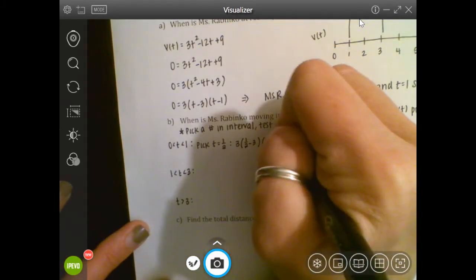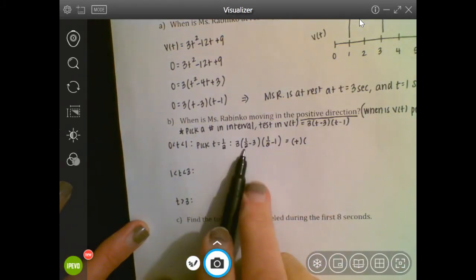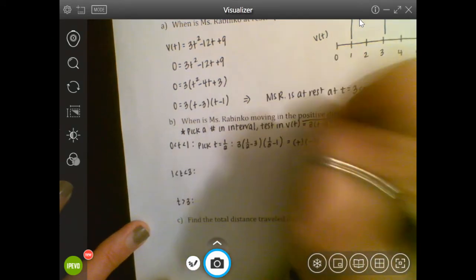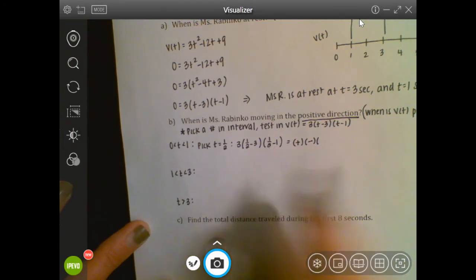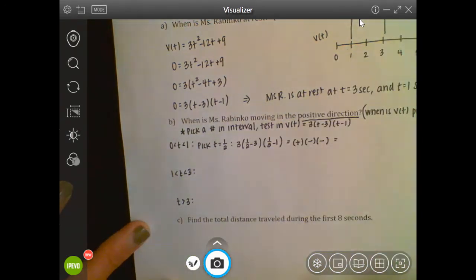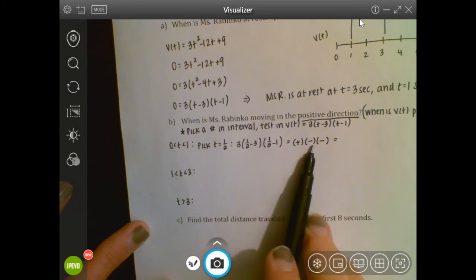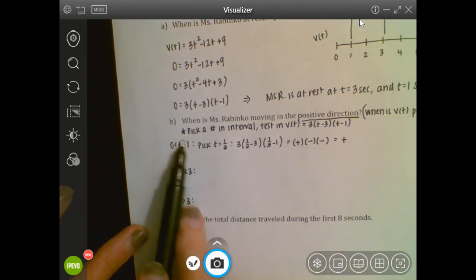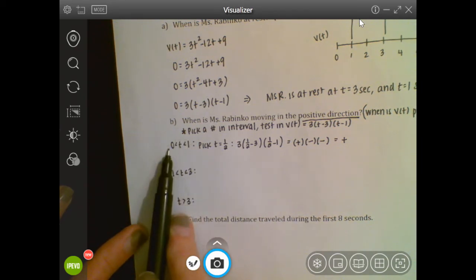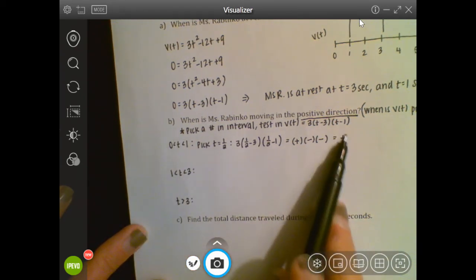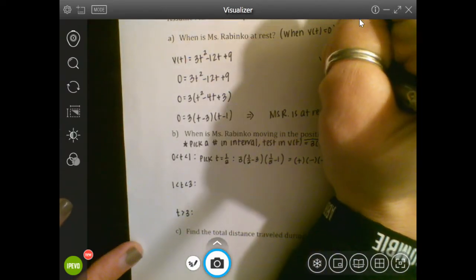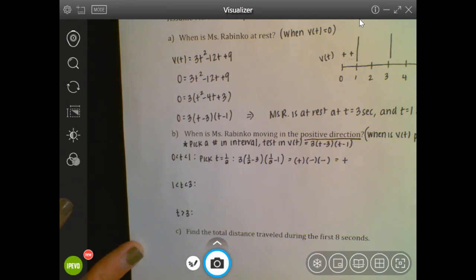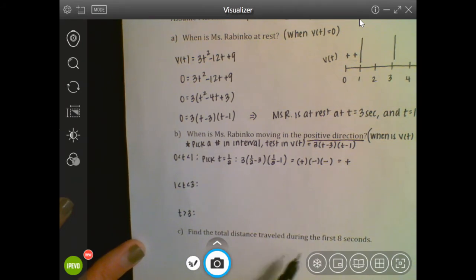So 3 is obviously positive. When I do 1/2 minus 3, that gives me a negative number. And when I do 1/2 minus 1, that also gives me a negative number. So this is asking me to take a positive times a negative times a negative, and that gives me a positive number. So in this first interval, I've now shown that my velocity is going to be positive. I'm going to go back up to my sign chart and put some pluses indicating that I have positives in between there. And that's what I'm going to do on every interval.